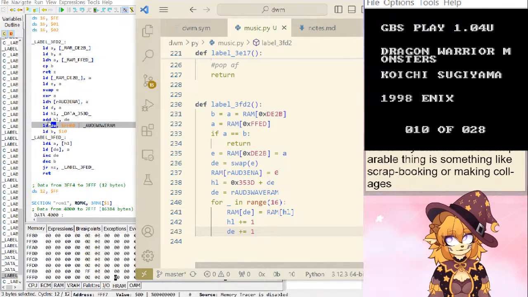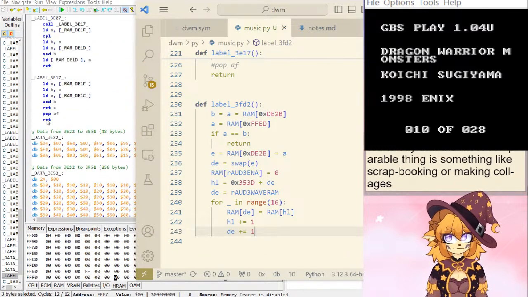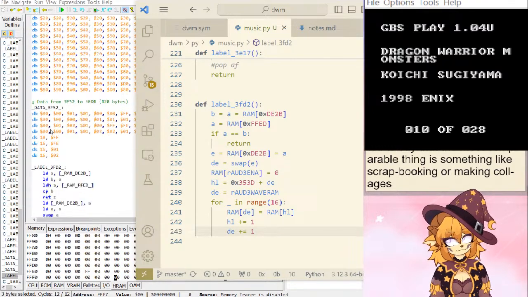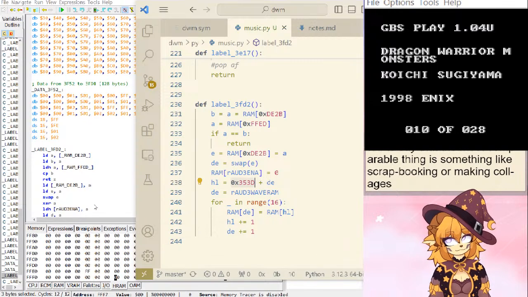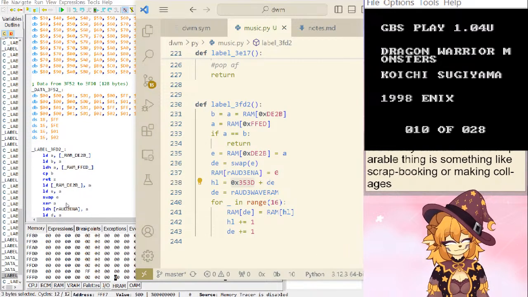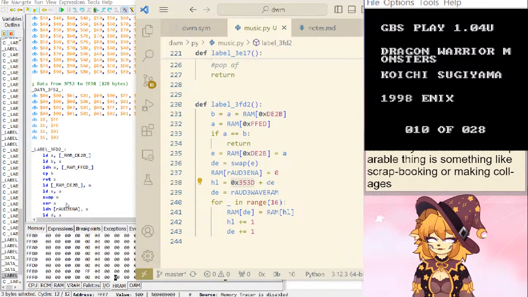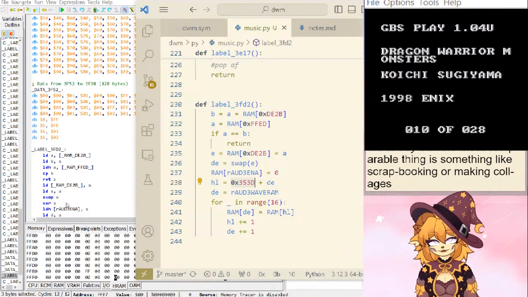353D. That is not any of those. Well, this is clearly the wave table. They're probably using the swap as a shift by 4, so multiplying it by 16.